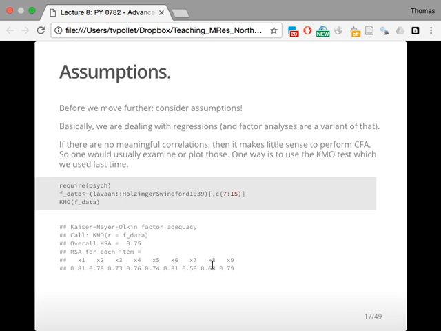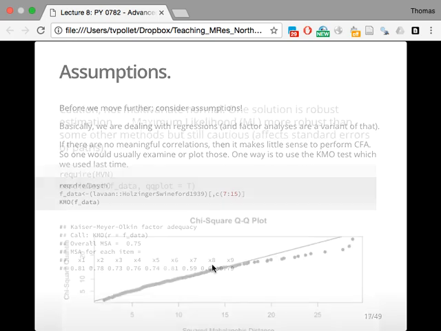If it was 0.3 or 0.4, we would worry, because that means there's not much correlation going on. And again, you can get it for every single item. And you can see, for example, that for X7, it is quite low. So there might be some issues there. So the same as you would do with factor analysis, you would either examine a correlation matrix, or you would do a KMO type of test to see if it makes sense to proceed.